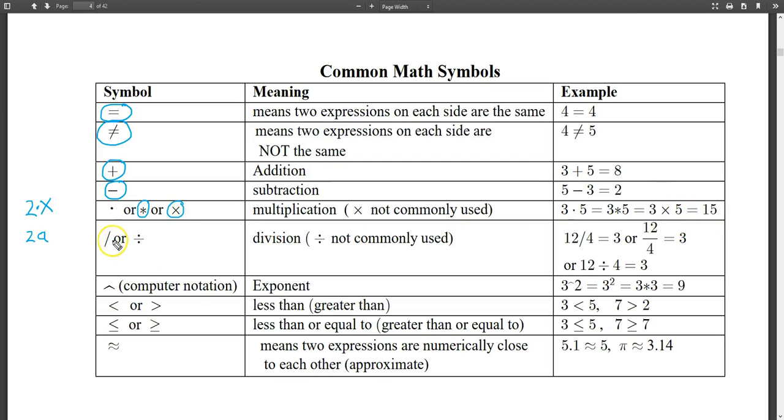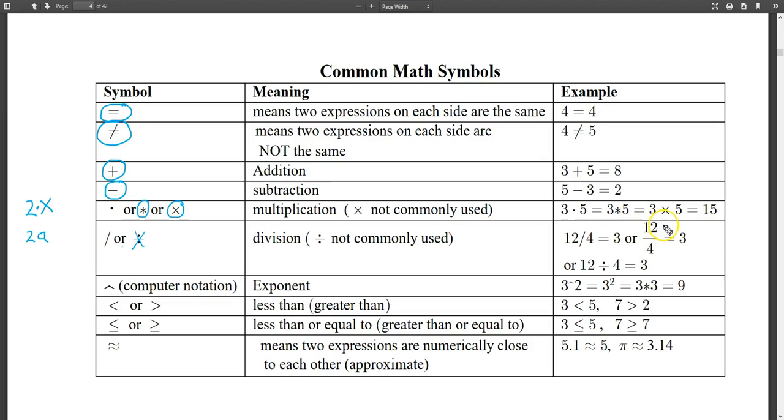Division, you'll see that we usually use the slash symbol, the forward slash like this right here. We don't really use this one very often, the old sort of minus with the 2 dots above it to denote division. We don't use that, but of course it does mean division. So for example, 12 forward slash 4 means 12 divided by 4, or 3.